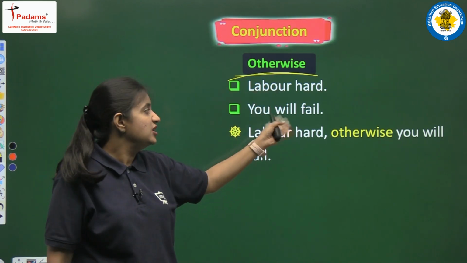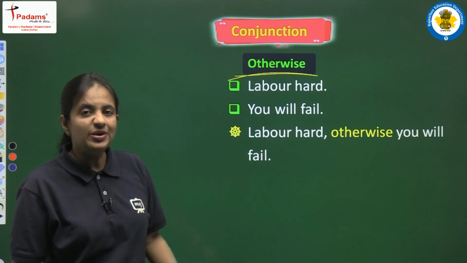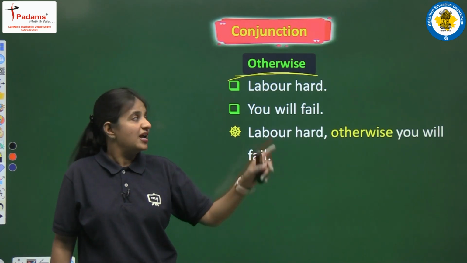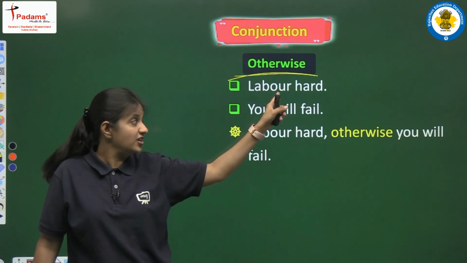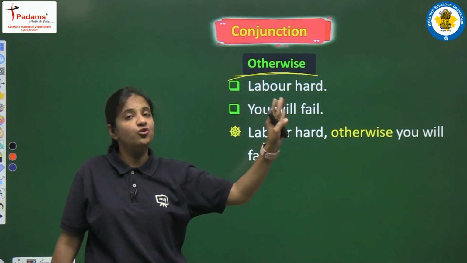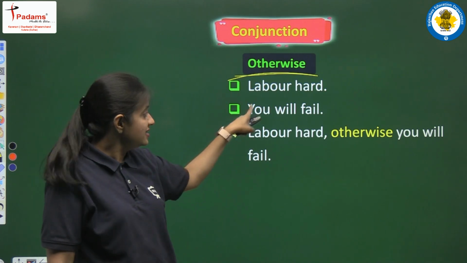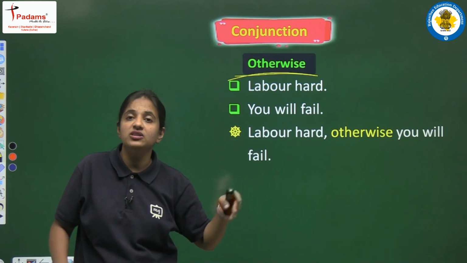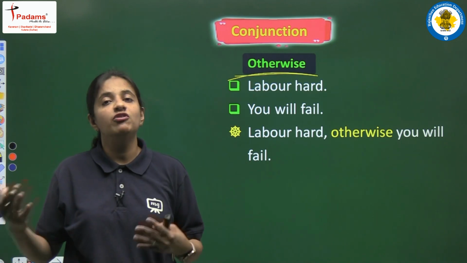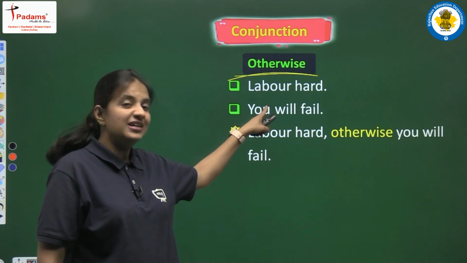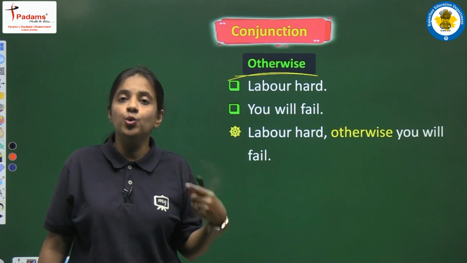Second sentence is you will fail. So what basically we are having here? We are having one kind of instruction here. The first sentence is the instruction, in which we are having labor hard, or we can say work hard. In the second sentence we are talking about the result: if you don't work hard, then what will be the result? The result will be that you will fail.